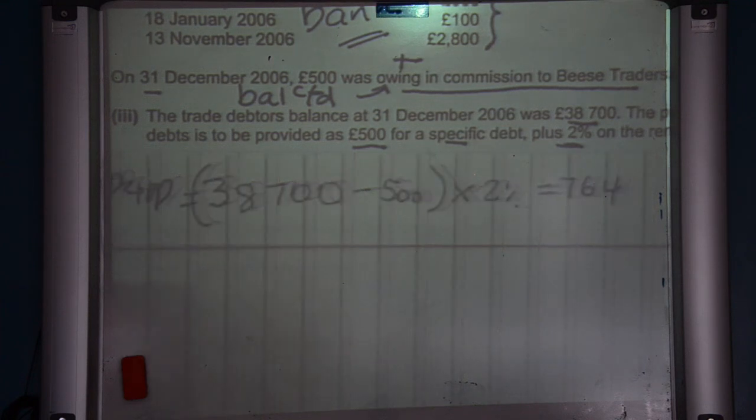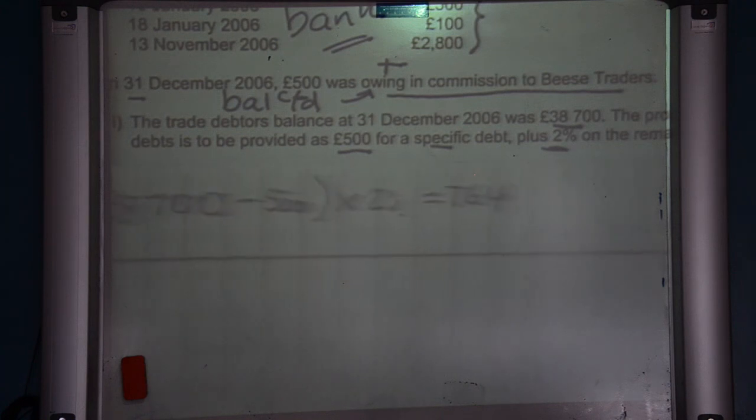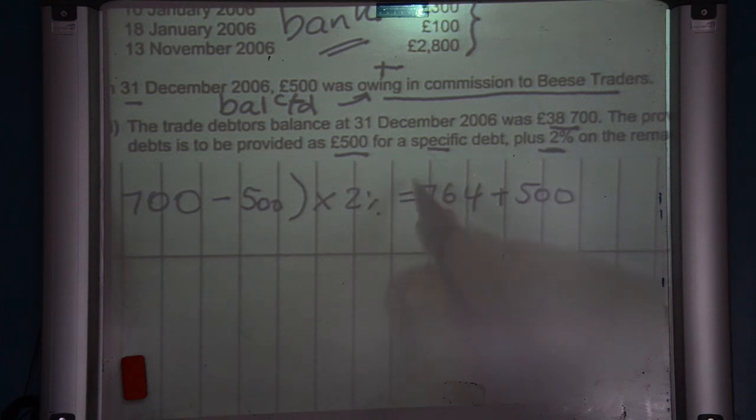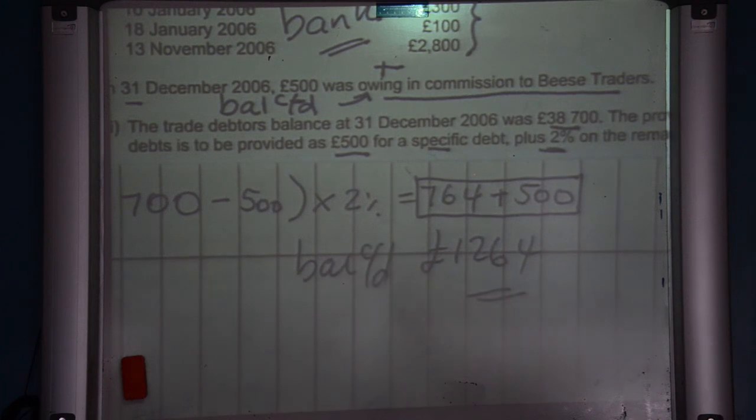Now, the key question is, don't stop there. That is not your new provision for doubtful debts. That is part way there. Because guess what? See this £500, this dodgy guy all by himself, I need to add that 500 onto him as well. And this here is going to form my new BAL CD for my provision for doubtful debts. So if I add 500 to that, I'm going to get £1,264 as my new provision for doubtful debts at the end of the year. Now I said end of the year there, so straight away you should be thinking, oh wicked, there is my new BAL CD.